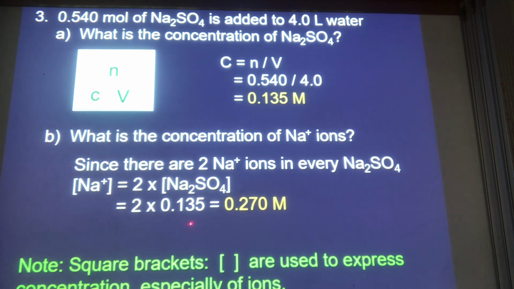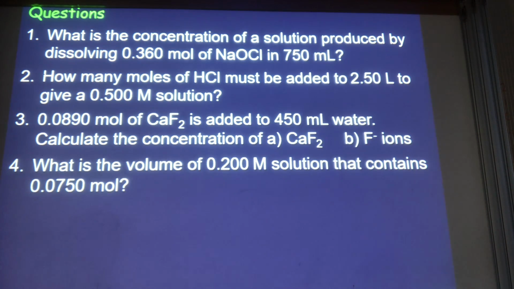And another little convention in our concentration work, the use of square brackets. A convention just makes it a little bit easier to write concentrations, especially when you're talking about ions and doing mathematical things. Okay, have a go at those questions. Submit your answers as required.